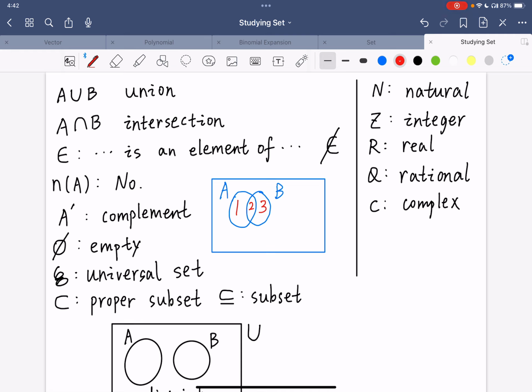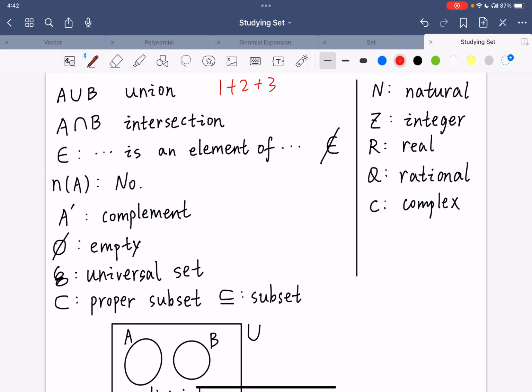Now, if we want to calculate the union of A and B, then we add all three parts together: 1 plus 2 plus 3. That is the shaded area, and that is what we are looking for. All right? Okay, let's move on to the next set notation.